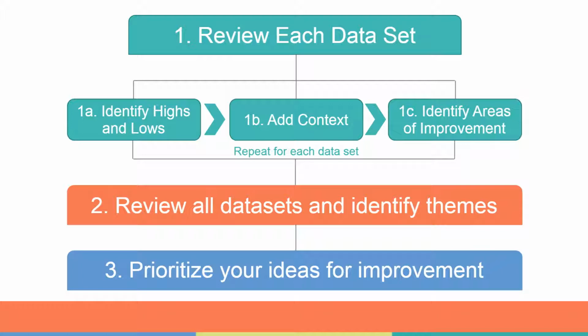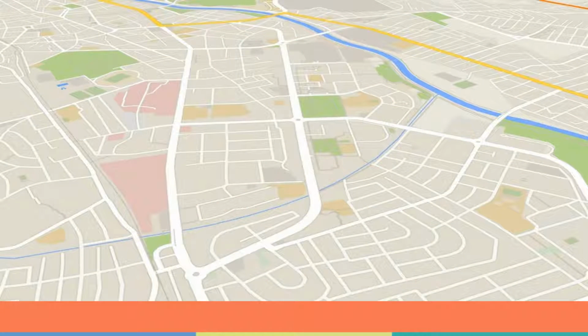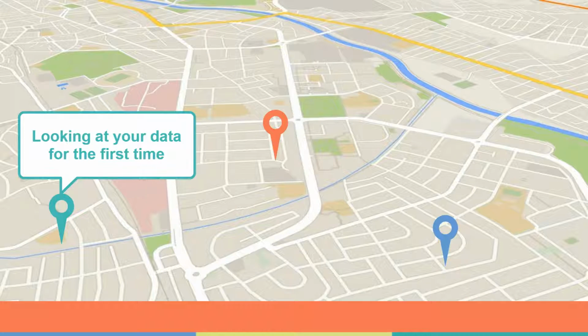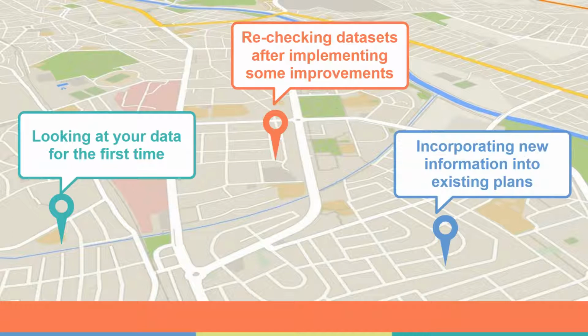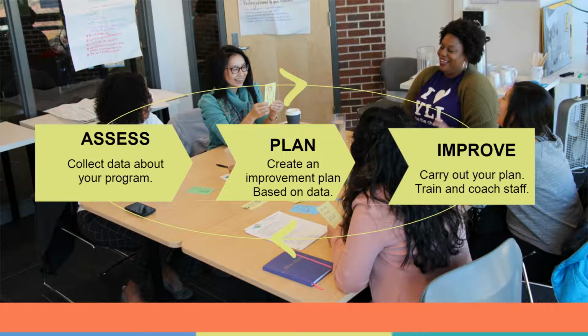Here, you can see the process that we discussed when we went over the agenda. This is the process your team will be moving through today. There are a variety of different points from which your team may be starting. You may be looking at data for the first time or rechecking datasets after implementing improvement plans made during a previous planning experience. You could also be planning to use this process to incorporate new information into existing plans. This data reflection and planning process was designed to support your team wherever you're at in your improvement cycle.